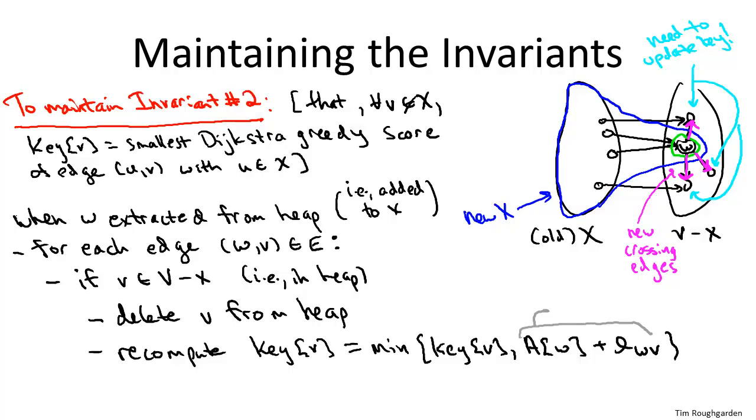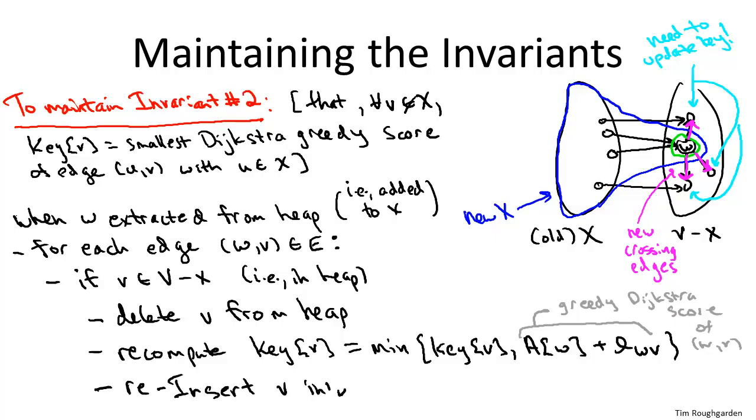So now, having updated v's key appropriately so that invariant number 2 is restored, and once again the key of every vertex does reflect the smallest greedy Dijkstra score of any edge sticking into it from the set X, we can safely reinsert this node back into the heap with its new key value. And these three lines together are just a key update in logarithmic time for one of these vertices that's at the other end of an arc sticking out of the vertex w.